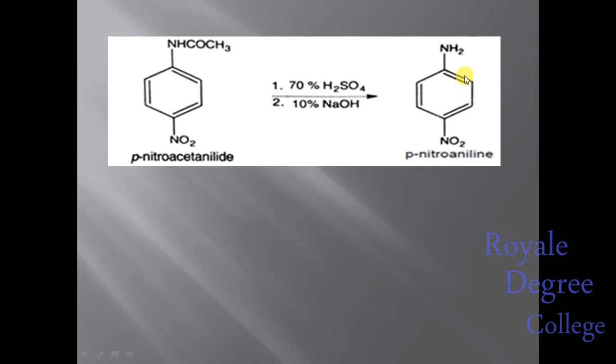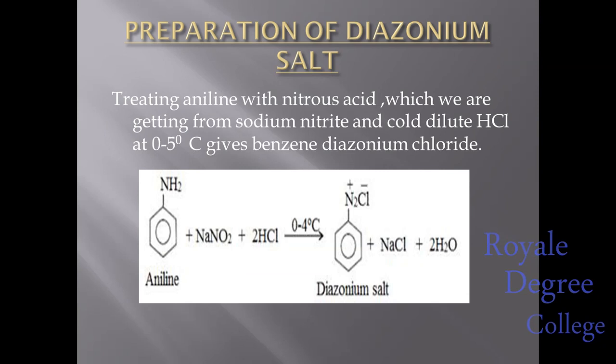Okay, and this group CH3CO is coming out now, reacting with OH of the water molecule, and we are getting here the side product water. And our main product is para nitroaniline. Next we will see about the preparation of diazonium salt. How to prepare the diazonium salt, that we will see.